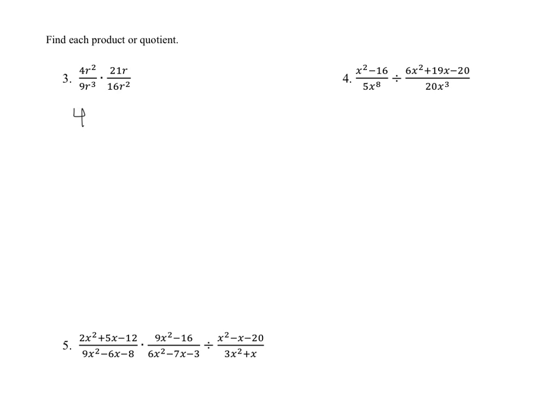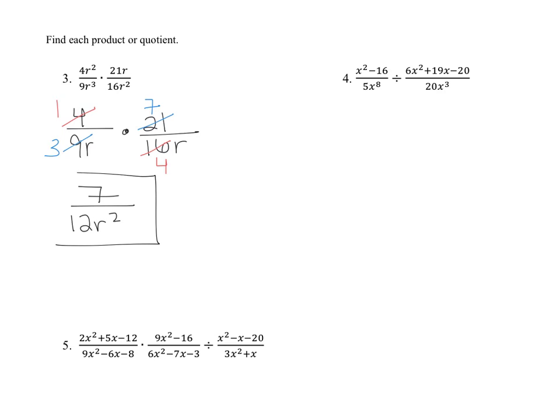Therefore, I'll have 4 over 9. R squared over r cubed will leave us with r in the denominator. And I'll have 21 over 16r. And while I'm at it, here's where I'm going to reduce any numerator with any denominator. So like 4 and 16, the 4 is going to turn to a 1, and 16 will turn to a 4. 21 and 9 are each divisible by 3, therefore I'm going to change that into a 7 and a 3. You could have also gone ahead and just said, well, 4 times 21 and 9 times 16 and reduce that way. I just avoid the larger numbers. And now I have 7 over 12r squared, which cannot be reduced anymore.